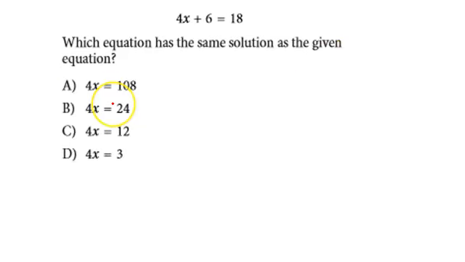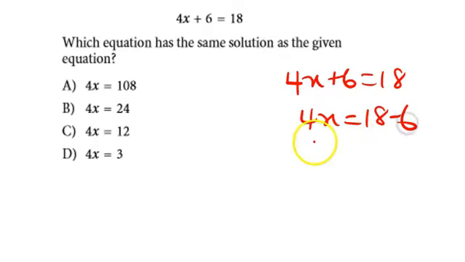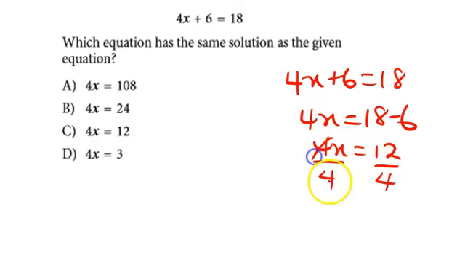The next one, which equation has the same solution as the given equation? So you just have to solve this one. 4x plus 6 is equal to 18. So 4x will be 18 minus 6. 4x will be equal to 12. Divide both sides by 4. And we are getting x is equal to 3.